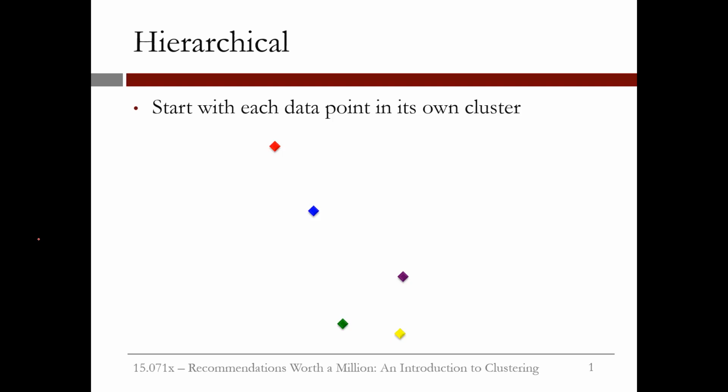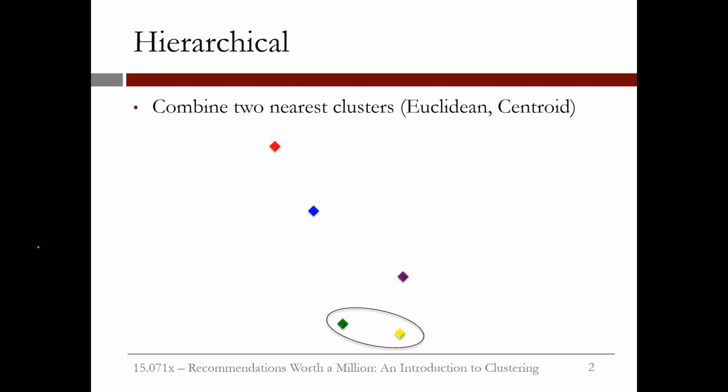Each data point is labeled as belonging in its own cluster, so this data point's in the red cluster, this one's in the blue cluster, this one's in the purple cluster, this one's in the green cluster, and this one's in the yellow cluster. Then, hierarchical clustering combines the 2 nearest clusters into one cluster.